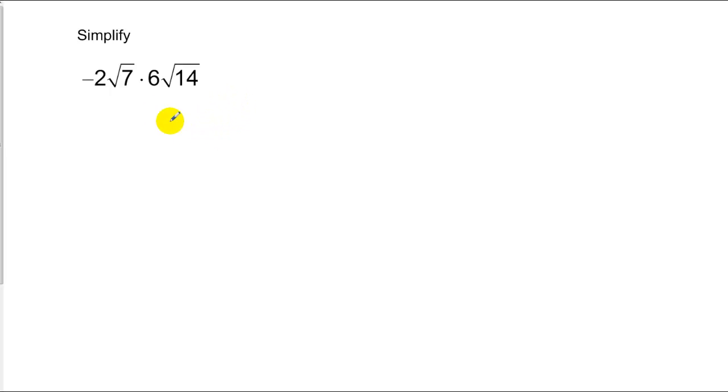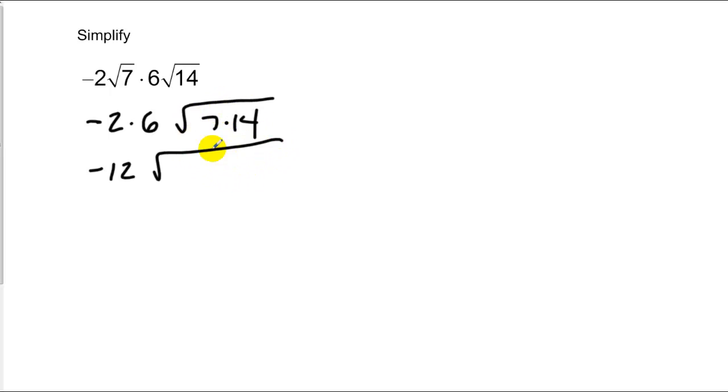So here we go again, except this time I have coefficients out in front. I can multiply the coefficients together, so this is negative 2 times 6 and the root of 7 times 14. And here's the situation where I play around a little bit with the radical itself. I know negative 2 times 6 is negative 12. And within the radical, I'm going to need to find perfect squares if this is going to simplify. But I notice that I have this 7 multiplied by 14. And I know 14 is 7 times 2. And I can group these multiplications any way I want.